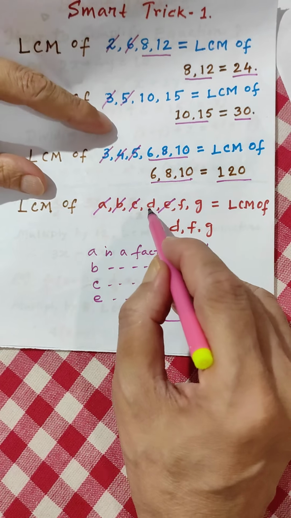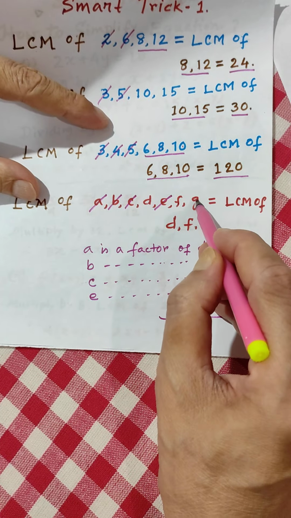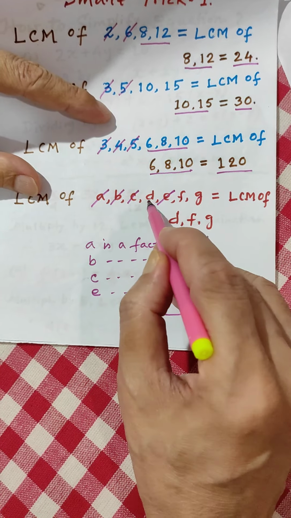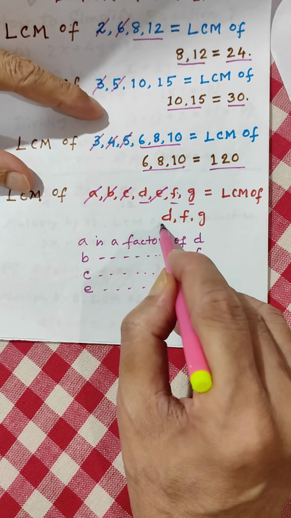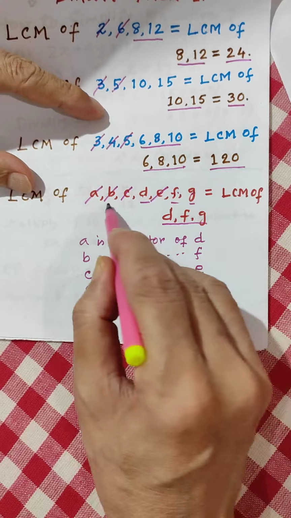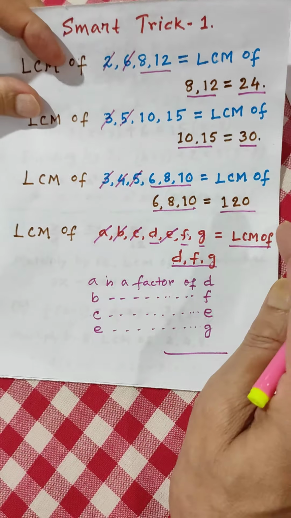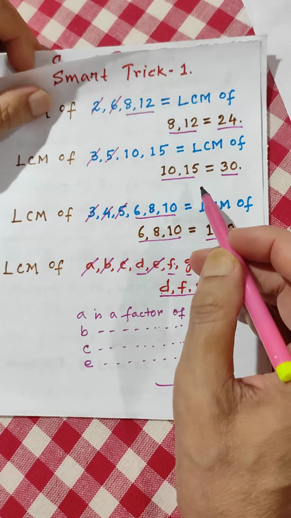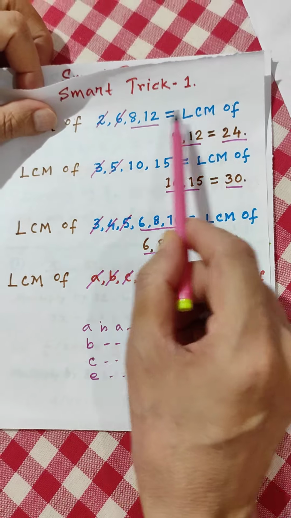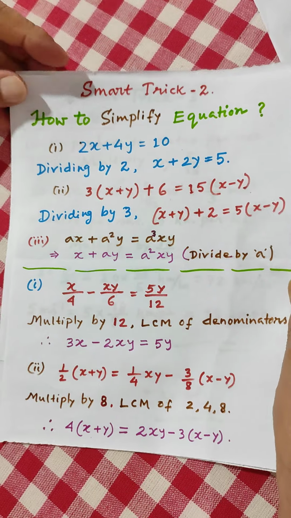So what remains? Now if D is not a factor of F and Z, D remains. F is not a factor of Z, so F remains. G is not a factor of D or F, so G remains. So these 3 remain. So finally it comes down to LCM of D, F, G. So this is the trick, you see. So in order to remove some numbers, what you do? You see the factors and then remove those factors. Is it clear? Okay, now let us see smart trick number 2.